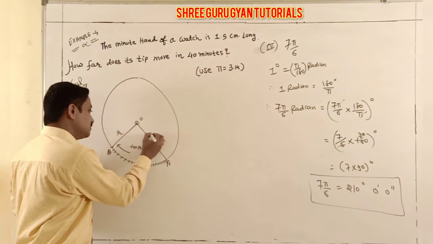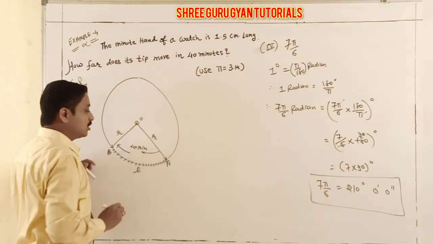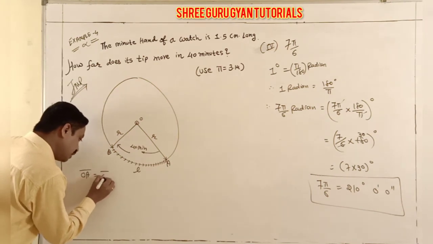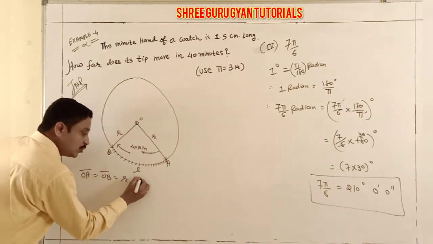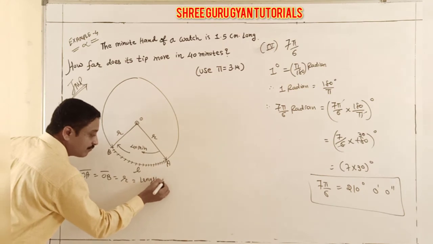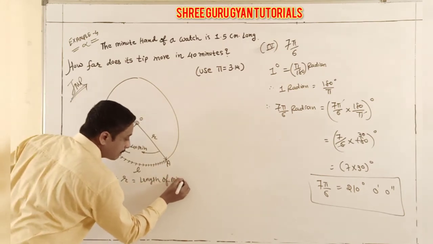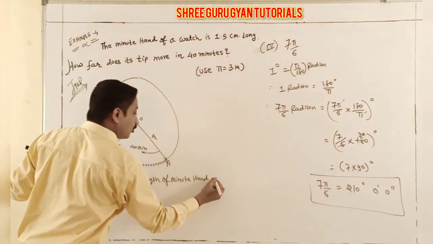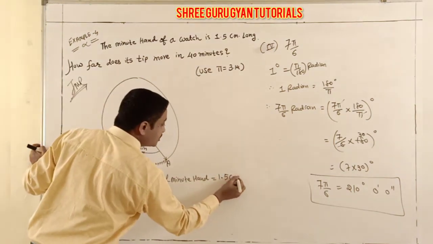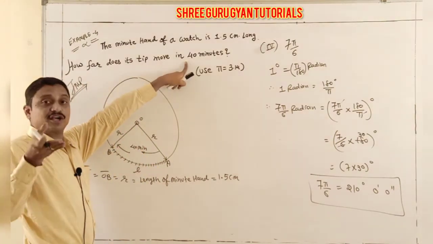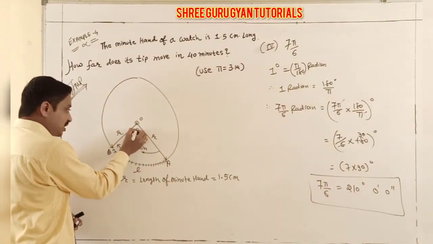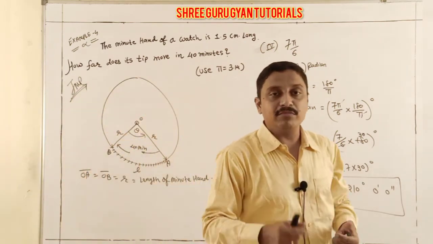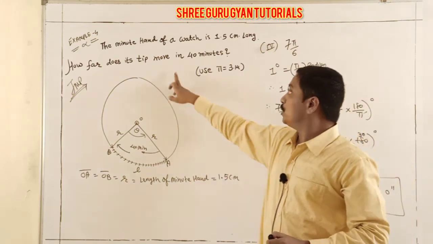This is a radius, this is the minute hand. So OA and OB: the length of OA equals the length of OB, equal to the radius, which is the length of the minute hand. And how much is given? 1.5 centimeter. The degree measure is not given, but 40 minutes is given. So students, this angle theta I translate into radian, and the minutes I translate into degree.